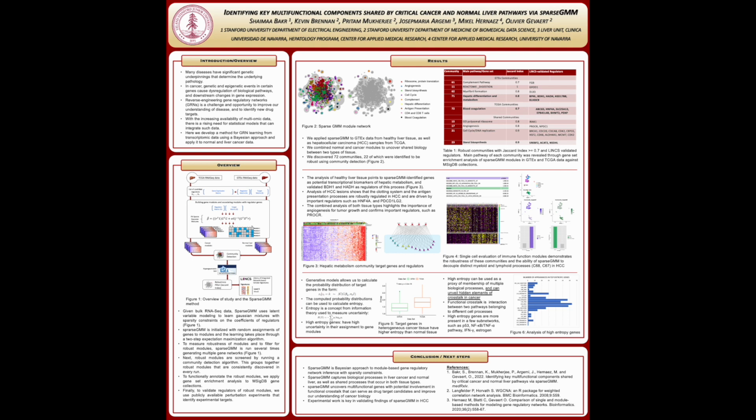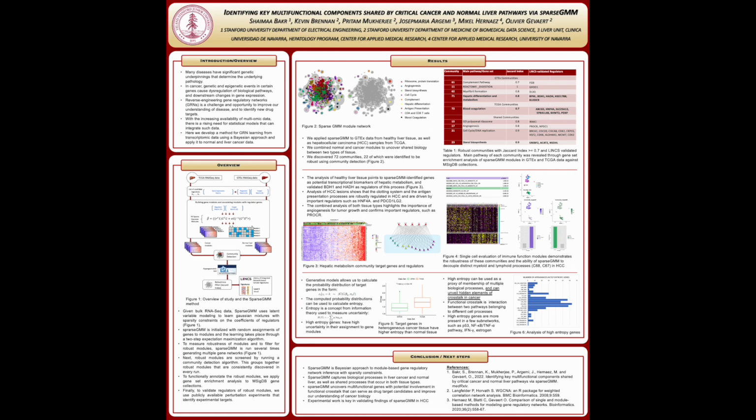The combined analysis of both tissue types highlights the importance of angiogenesis for tumor growth and confirms important regulators such as protein C receptor. Single-cell evaluation of immune function modules demonstrates the robustness of these communities and the ability of sparseGMM to decouple distinct myeloid and lymphoid processes.